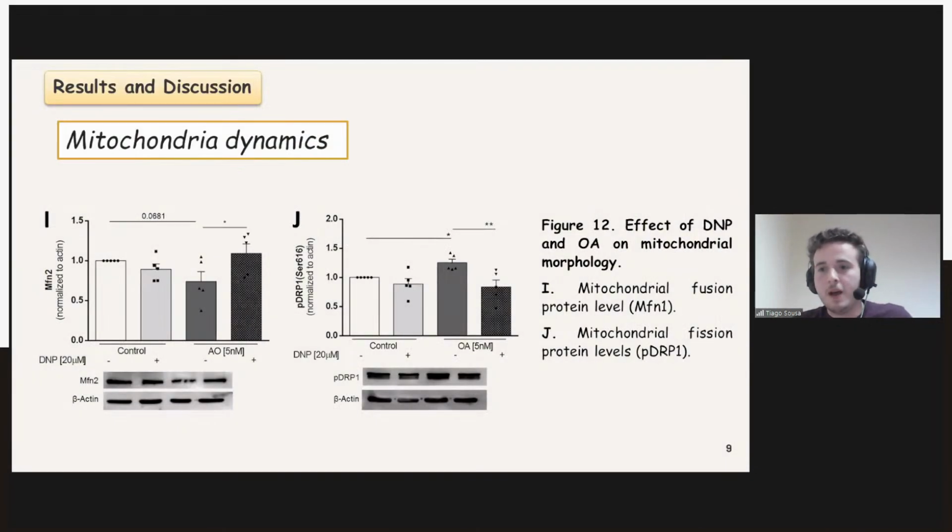On mitochondrial dynamics, as we know, tau AD pathology favors a high increase of fission proteins, and DNP was also capable of reverting that process, as you can see in phospho-DRP1, decreasing the levels of this protein.